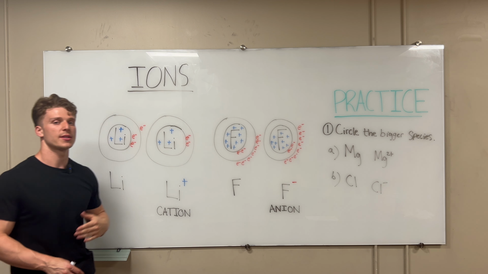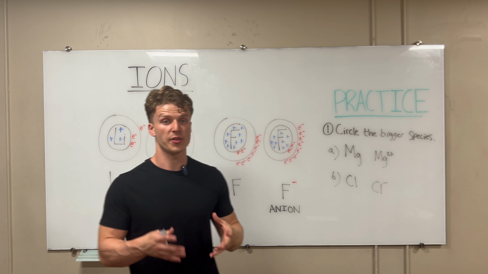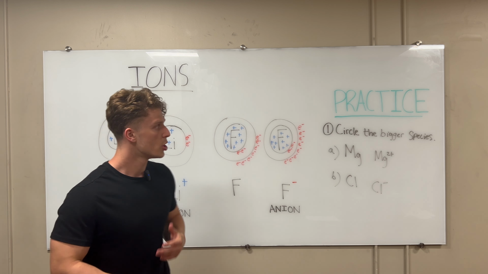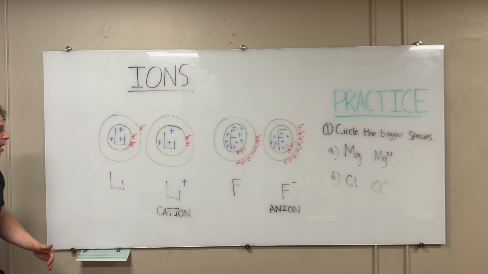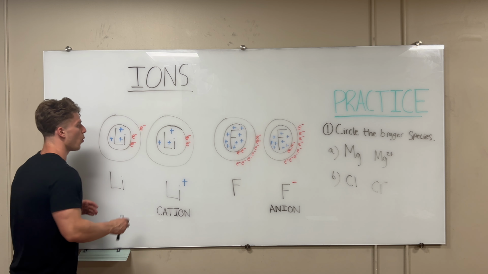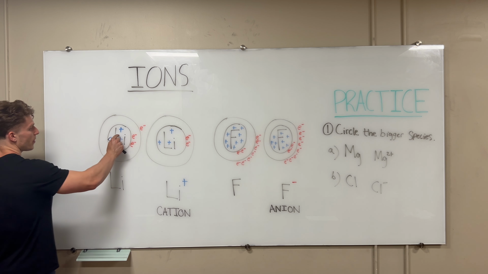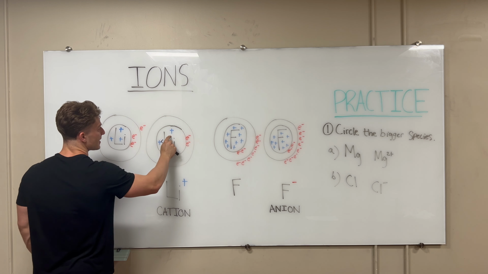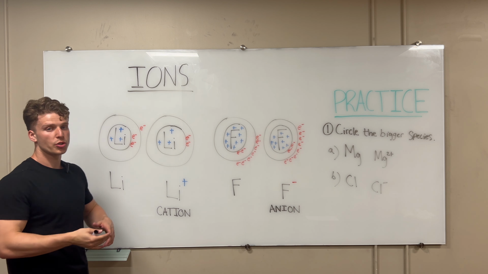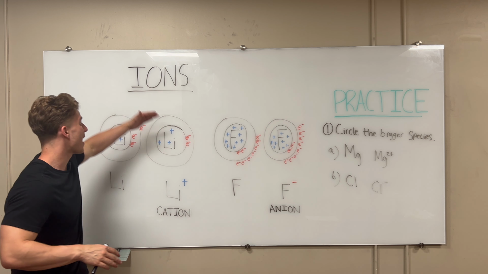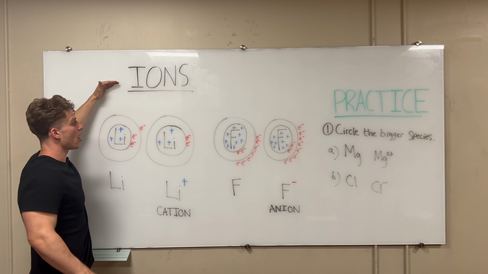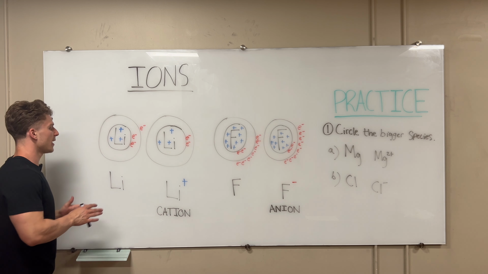Now, ions are simply the charged version of a species on the periodic table. So, if we take a look at lithium versus lithium plus, what is going to be the difference here? Well, we know that the number of protons is never going to change, right? Protons and neutrons are not going to change with ions. When we're talking about ions, the only thing that changes is the number of electrons.